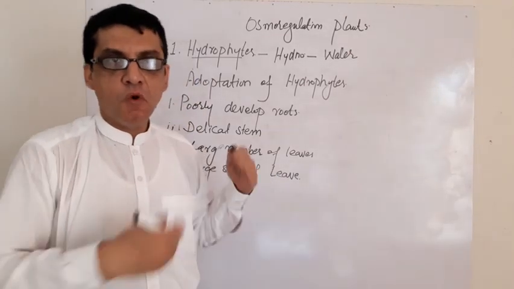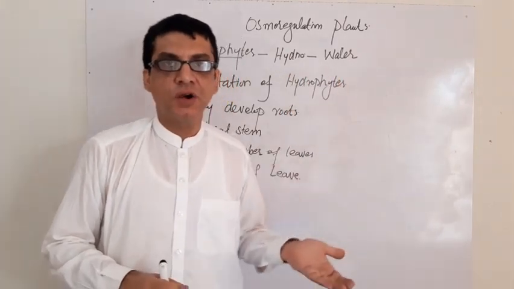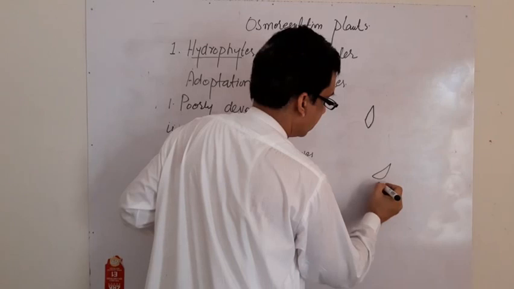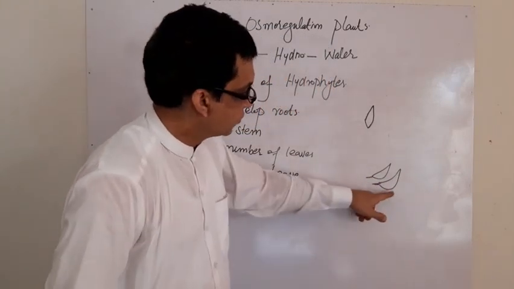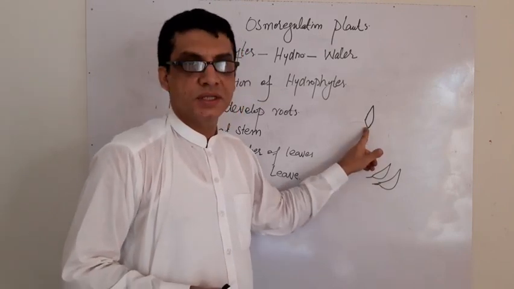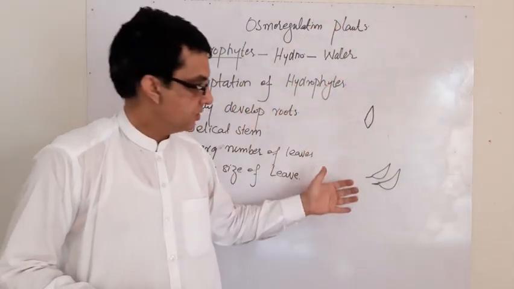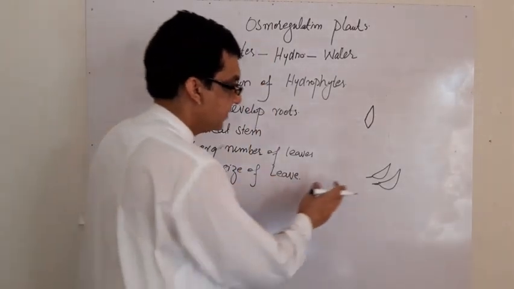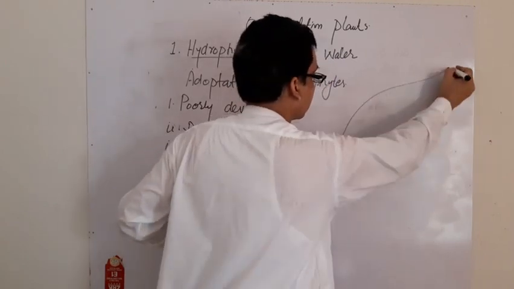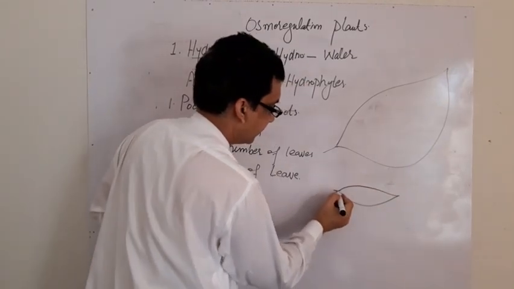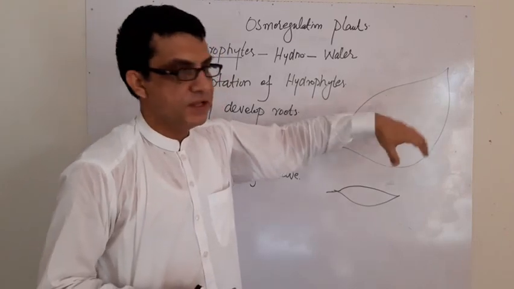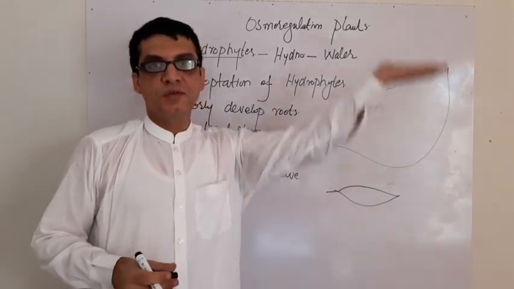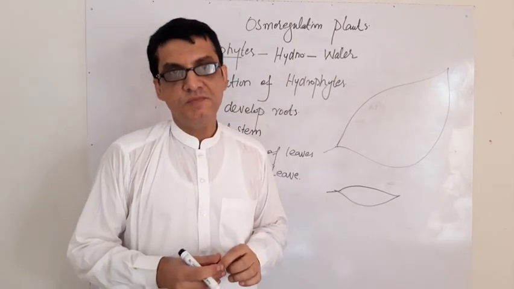If the leaves are more, there will be more evaporation, so the excess water will be reduced. For example, this is one leaf, and on the other side there are two leaves. There is more surface area in these two leaves as compared to this one leaf, so there will be more evaporation and transpiration from the surface. So excess water will be removed. Another is the large size of the leaf. Usually in these plants the leaves are large because the surface area increases, and if the surface area is increased, there will be more transpiration, so the excess water will be removed.